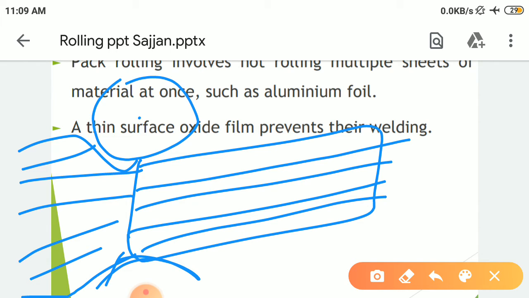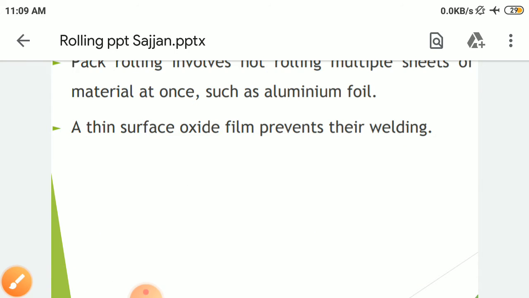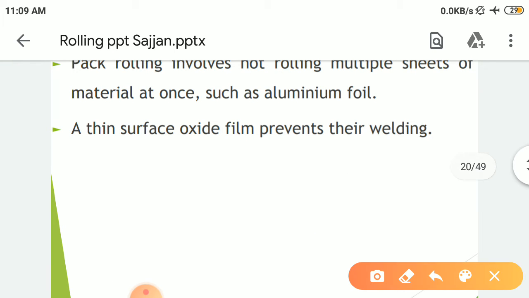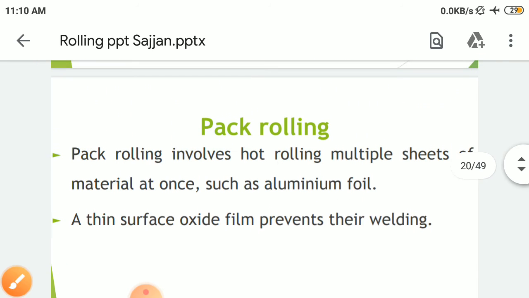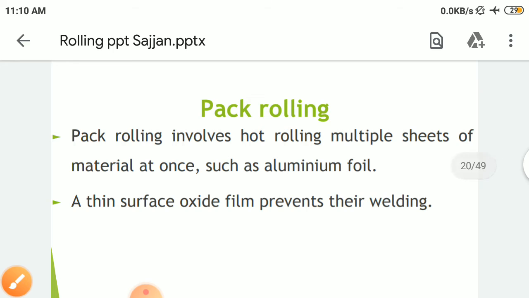So we will roll these multiple sheets, and these sheets are separated by a thin surface of oxide film, so that they should not get stitched or welded. Such a rolling process is known as pack rolling.